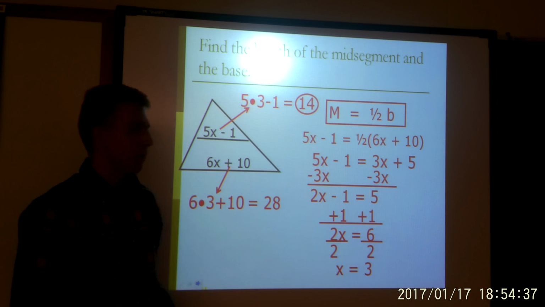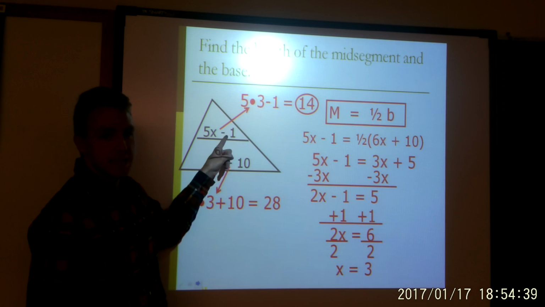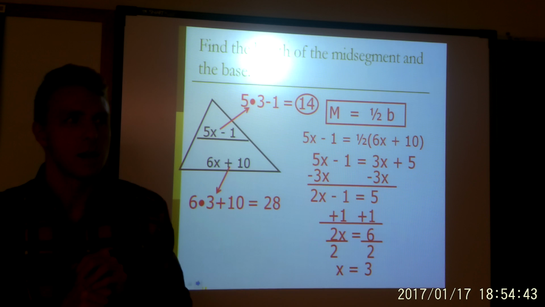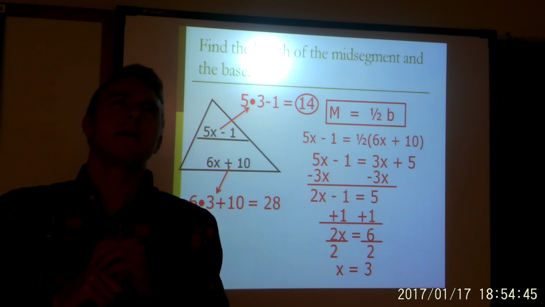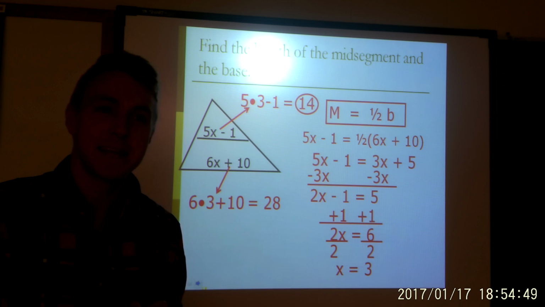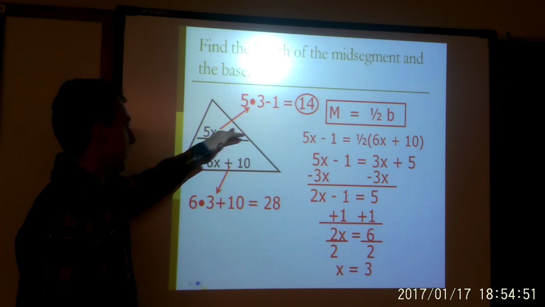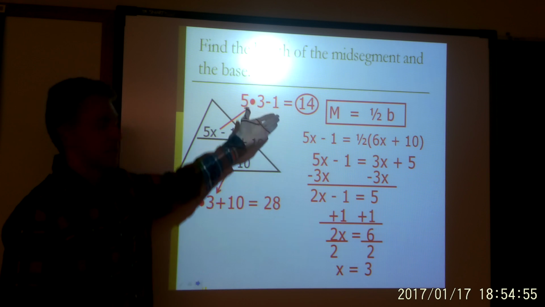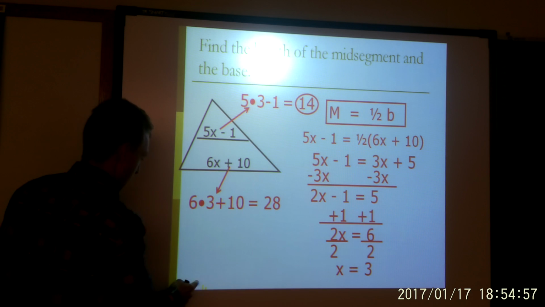And let's make sure that we're correct. We get 14 for the midsegment, 28 for the base. Well, what was our theorem again? Yeah, the midsegment here is half of the base. What's half of 28? 14. There you go. Good job.